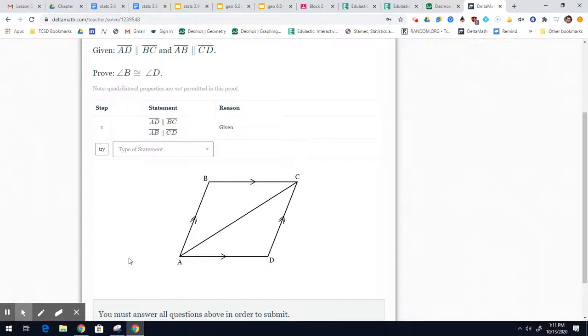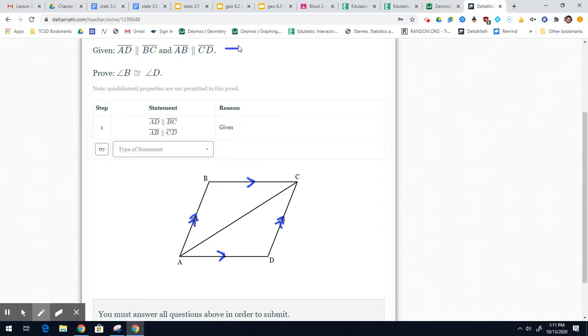All right, geometry, here's our proof. So we are given that AD and BC are parallel and segments AB and CD are parallel. We need to prove that angle B is congruent to angle D. So let's talk about the parallel lines. So AD is here, BC is here, AB is over here, and CD is over here.